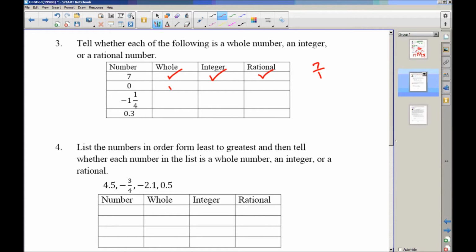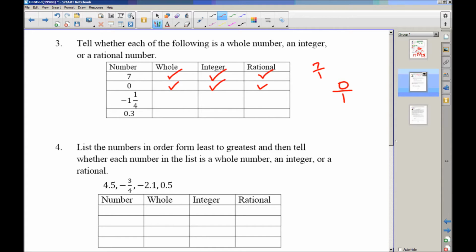0 is a whole number. Check. That's the first whole number we come to. It's the middle integer. Check. And all integers and whole numbers are also rationals because you could write this as 0 over 1 or 0 over 2 or 0 over 3. There's lots of ways to write it.